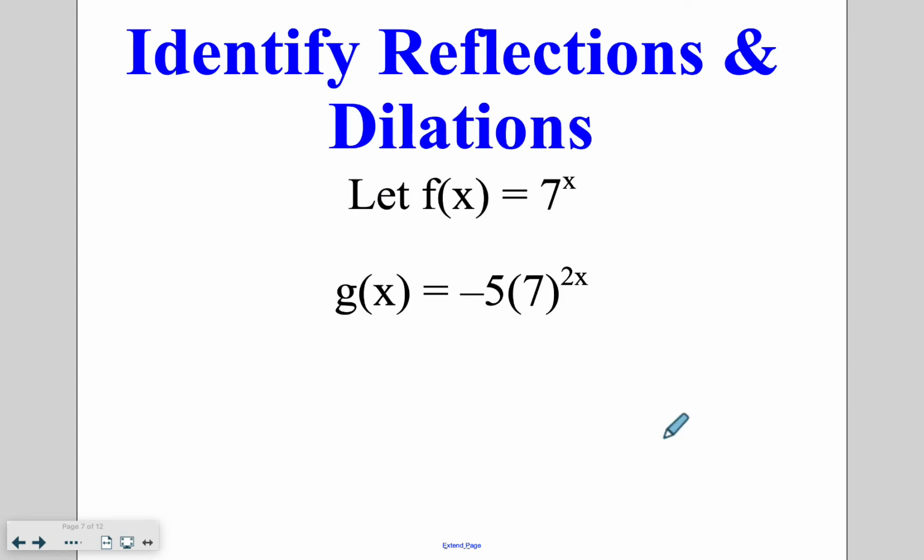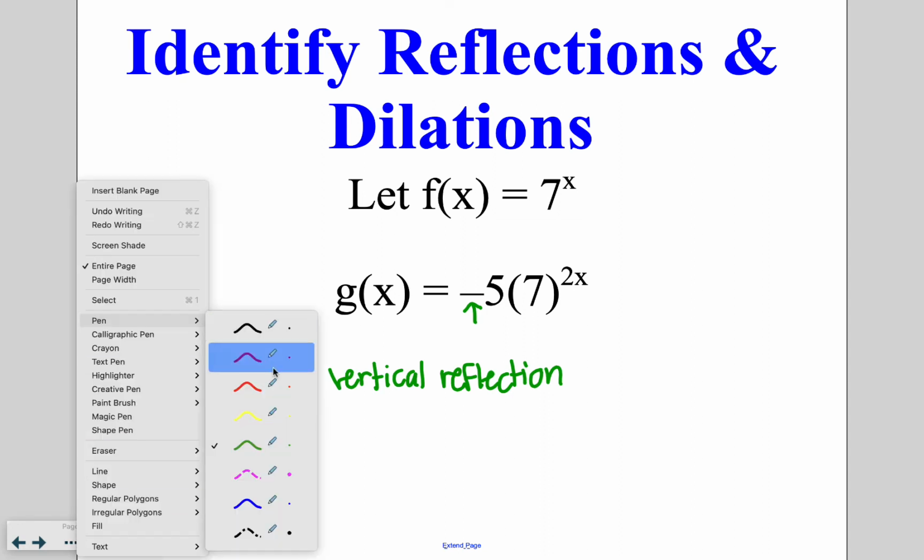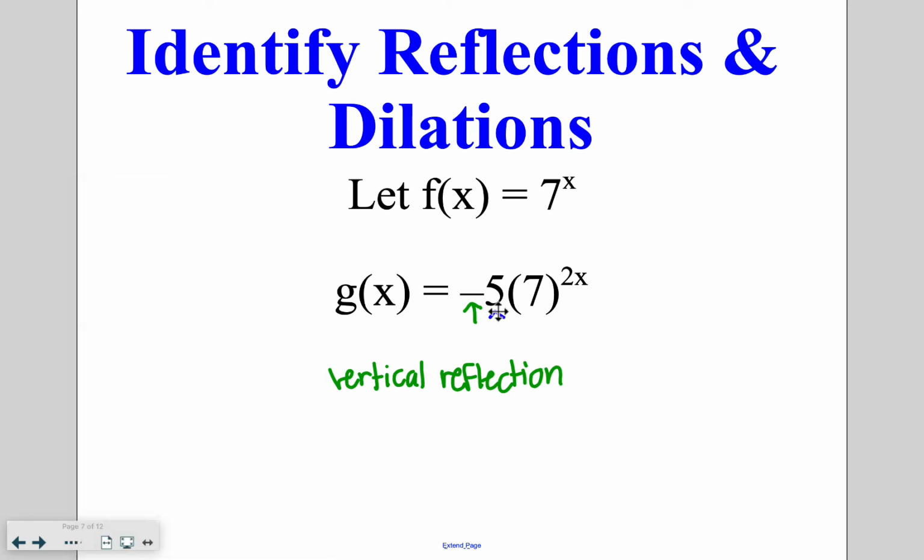So when I look at an example here, my original function, f of x, is equal to 7 to the x power, is being transformed to negative 5 times 7 to the 2x power. So I start, because there is a negative in front, that is going to tell me that there is a vertical reflection. So it flips up and down on that graph. That's what that negative indicates. Then I have a 5 in front as my a value. That 5, because it is greater than 1, is going to tell me that it is a vertical stretch, or that my graph is getting taller.